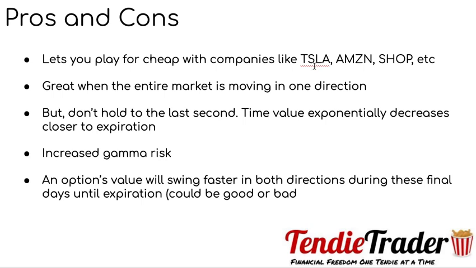So the important thing to realize here is that pairing increased gamma risk with the entire market moving in one direction is critical, right? Because if the value of the option is increasing faster or decreasing faster, well, it's great to know that the entire market's moving in one direction, be it SPY, Tesla, Amazon, whatever it may be. At least you know that since everything is trending in the same direction, you can buy a call or a put, and you're going to see that massive increase in value if it does end up playing out as you predict.